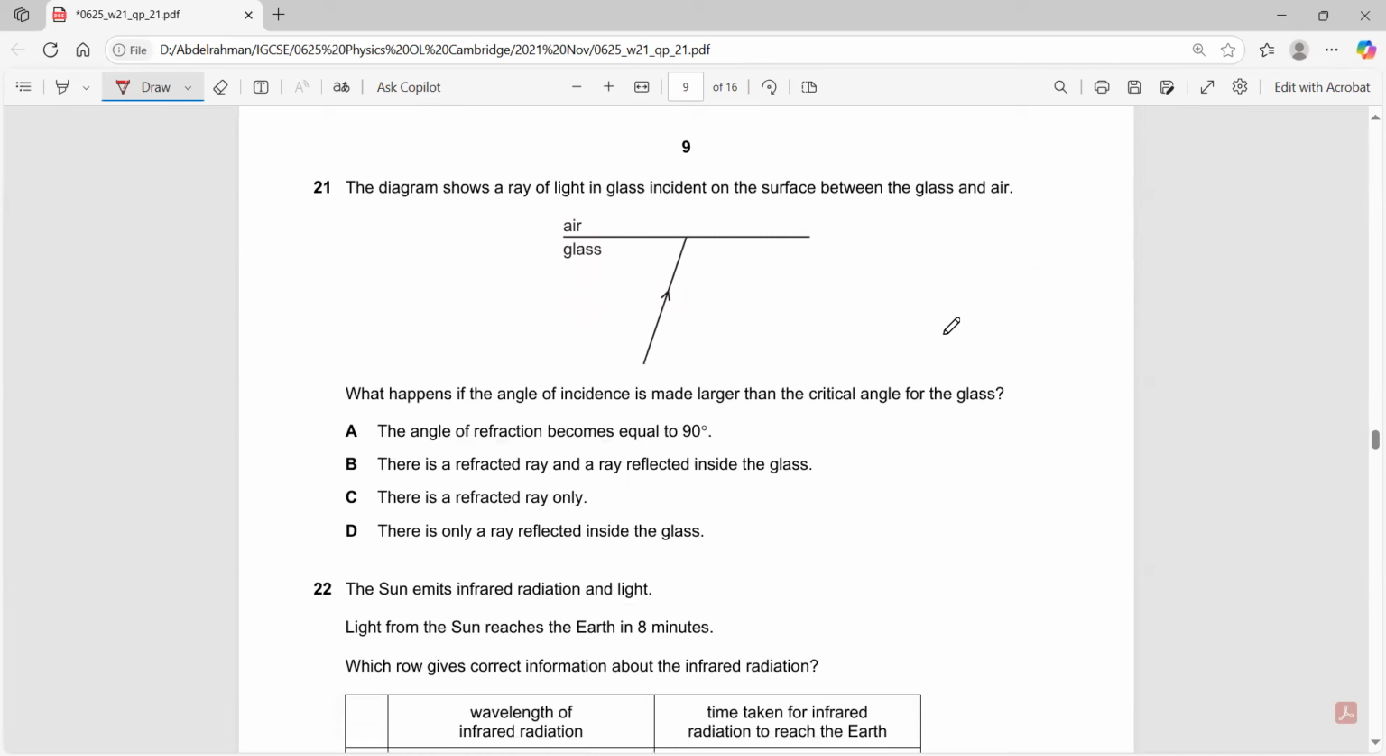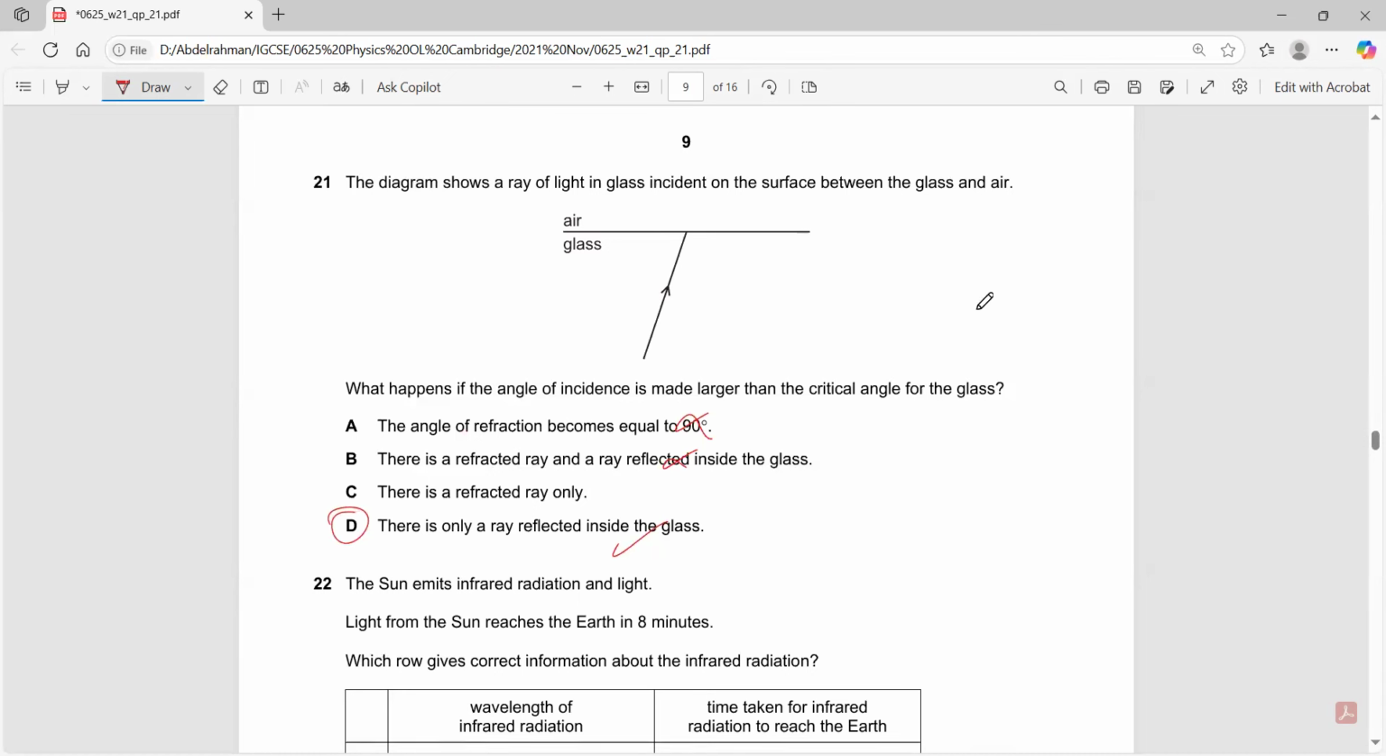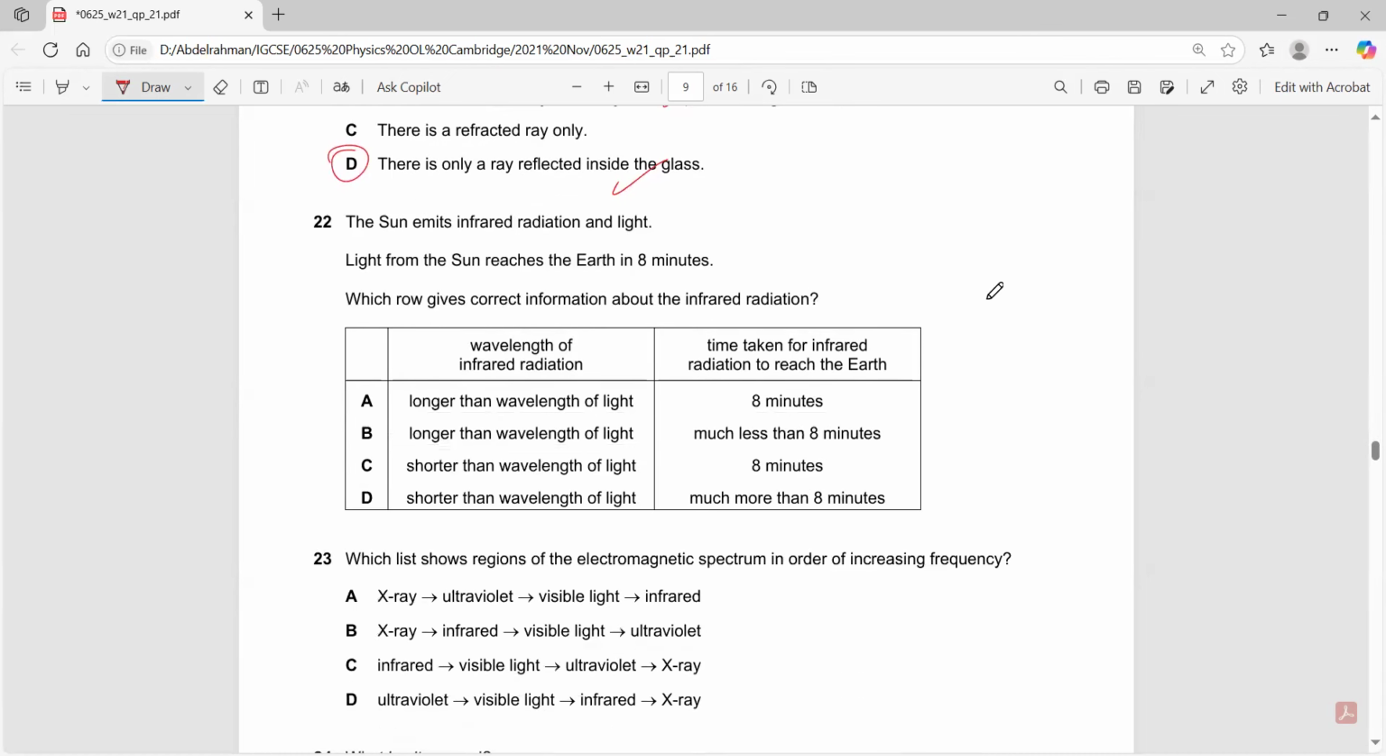21. Diagram shows a ray of light in glass incident on the surface between glass and air. What happens if the angle of incidence is made larger than the critical angle? If it's made larger than the critical angle, then total internal reflection would happen. The angle of refraction becomes 90? No, there is a refracted ray. Refracted ray only? No, there is a ray reflected. Yes, reflected inside the glass. Total internal reflection.